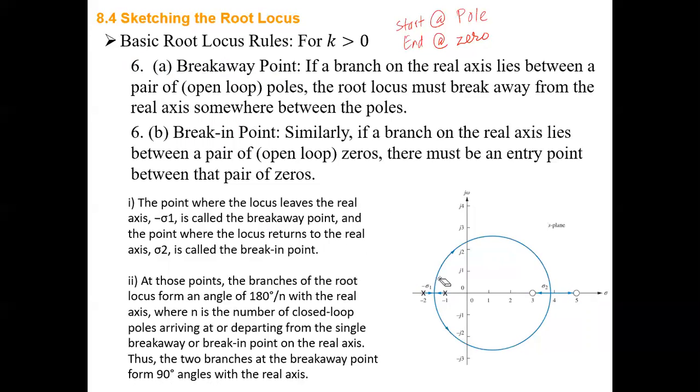By the way, when you break away and break in, what is the angle here? Why don't they break away like this? Why do they directly go up like this? Why does it look exactly like 90 here? Why is the angle 90? Because the rule is 180 over n. You have two branches, right? That's why n equals 2. So 180 over 2 is 90. That's why they break away or break in at 90 degrees.